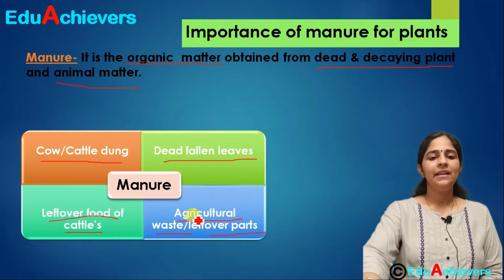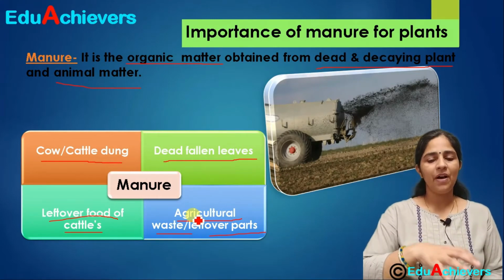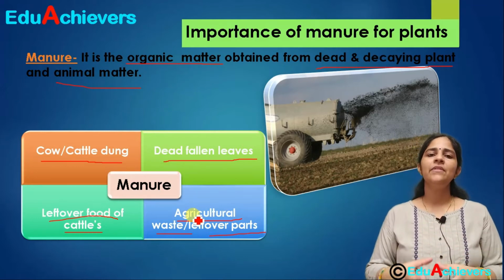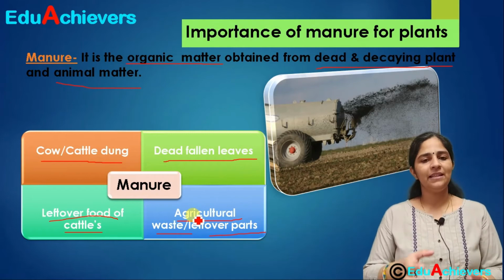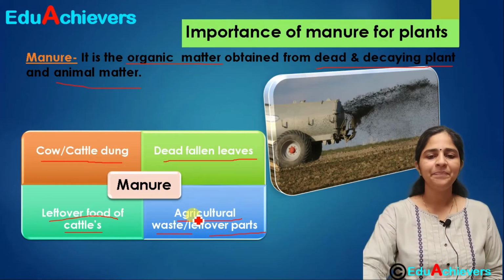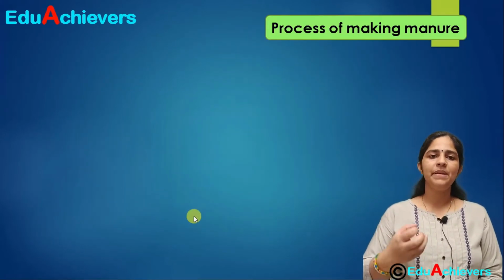Fine. The next point, you can see the image of an area where the farmer is spraying the manure. It can also be done manually, where the manure can be transported using a tractor and then spread in the whole field. Correct?